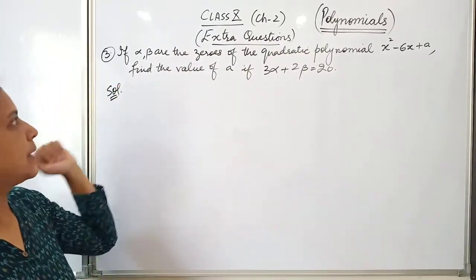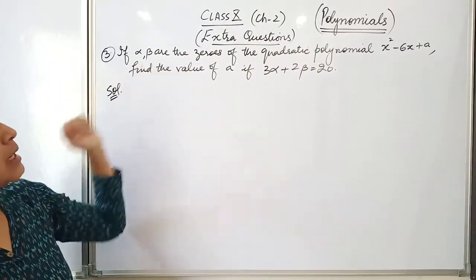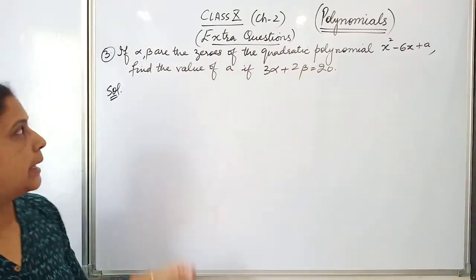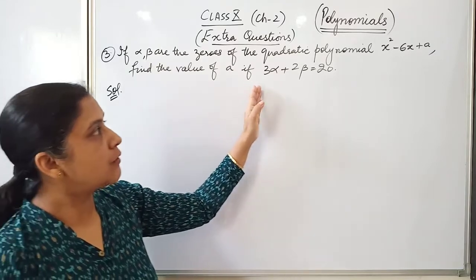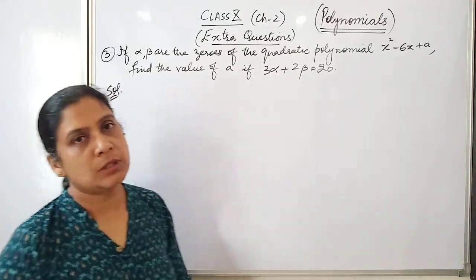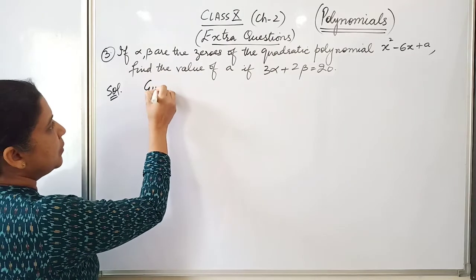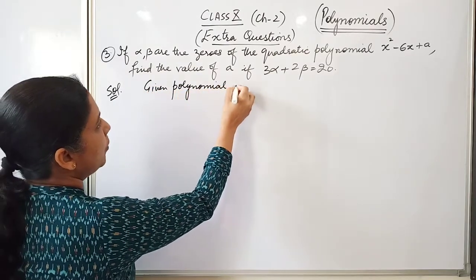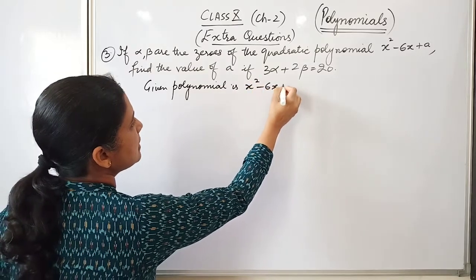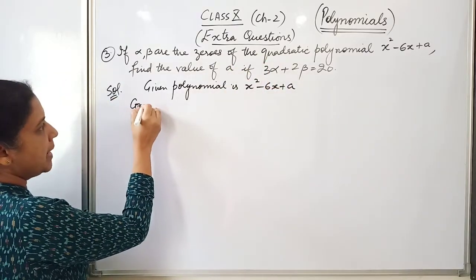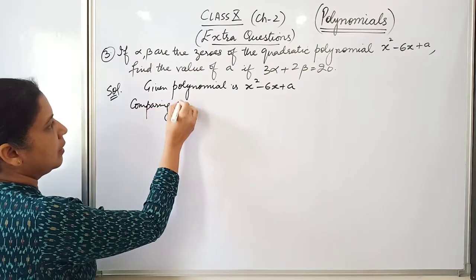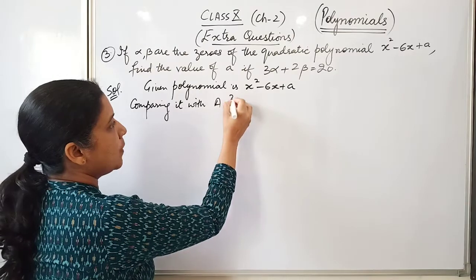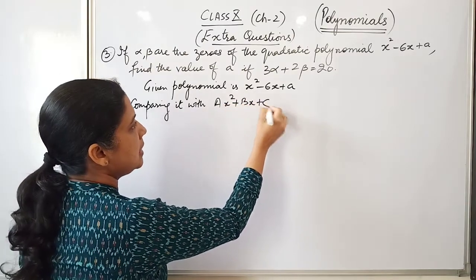Let's take up the third question of today. If alpha and beta are the zeros of the quadratic polynomial x square minus 6x plus a, then find the value of a if 3 alpha plus 2 beta is equal to 20. The given polynomial is x square minus 6x plus a. So comparing it with the standard quadratic polynomial capital A x square plus capital B x plus capital C, we get.